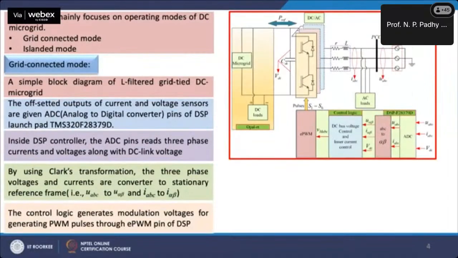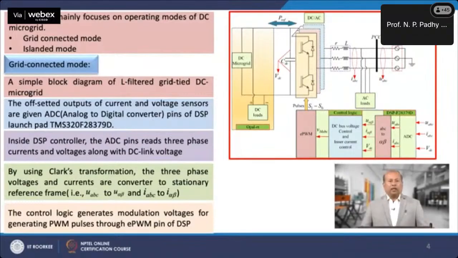This slide shows the block diagram of the L-filtered grid-tied DC microgrid. In this slide, it is shown that the hardware test bed is developed by interconnecting various components. The AC side of the inverter is connected to the AC grid through L-filter. The point PCC shown in the block diagram forms an AC bus where the AC loads are connected. A Hall effect voltage and current sensor are used to measure the voltage at PCC and current through the inductor.